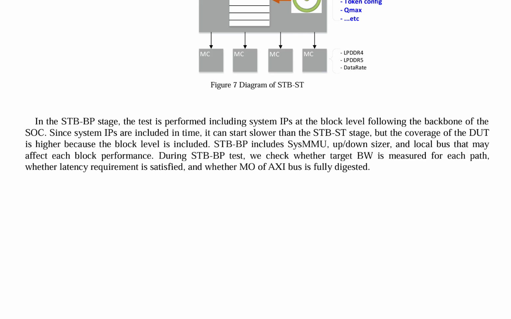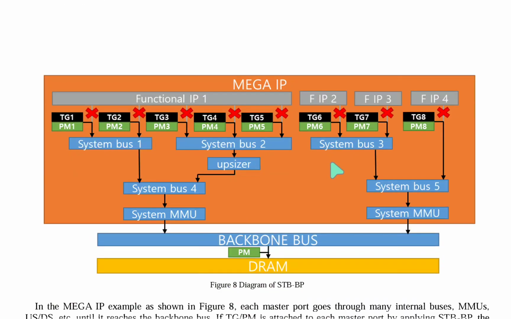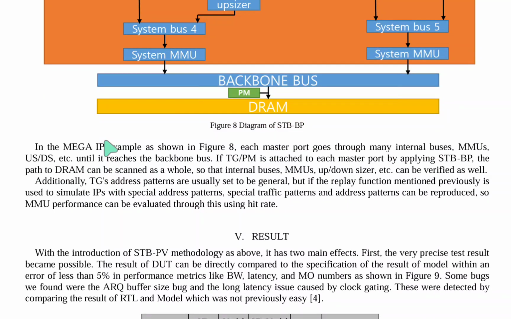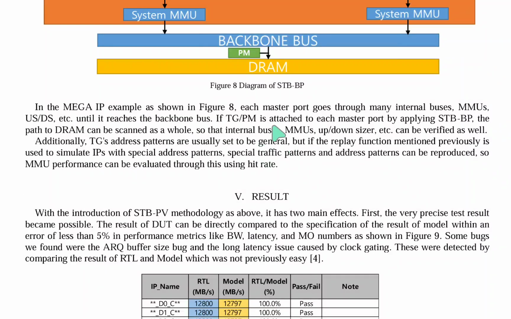During the STB-BP test, we check whether target BW is measured for each path, whether the latency required is satisfied, or whether MO of AXI bus is fully digested. Figure 8 is the diagram of STB-BP. In the mega IP example shown in figure 8, each master port goes through many internal buses, MMUs, US, and DS, and etc., until it reaches the backbone bus.